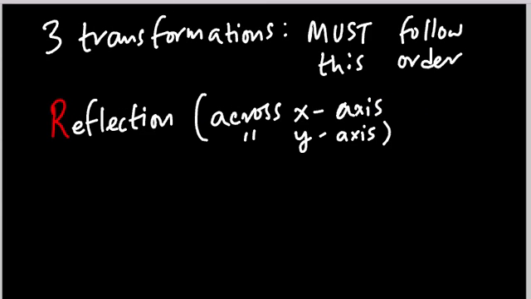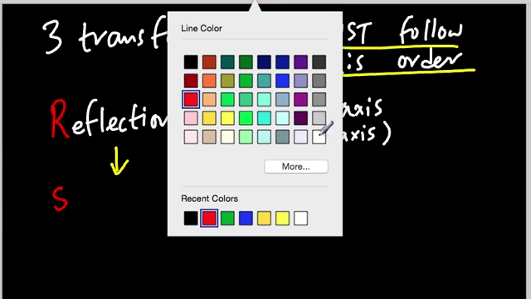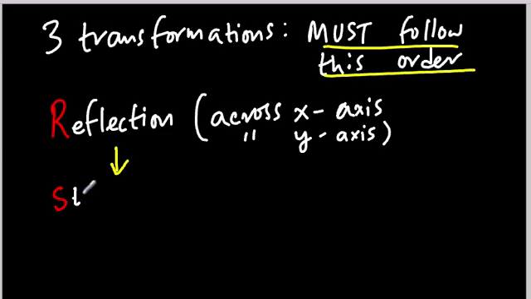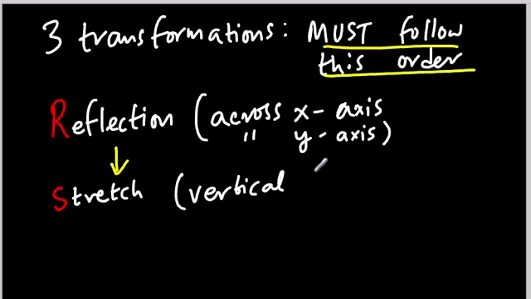The second type of transformation, and keep in mind, again, I must insist, they must follow this order. It's very, very important. The second type of transformation that we're going to go over is a stretch. So that's with S. And again, there are 2 types of stretches. There's a vertical stretch, which means we stretch things in the y direction, and then there's a horizontal stretch, which means we stretch things in the x direction.